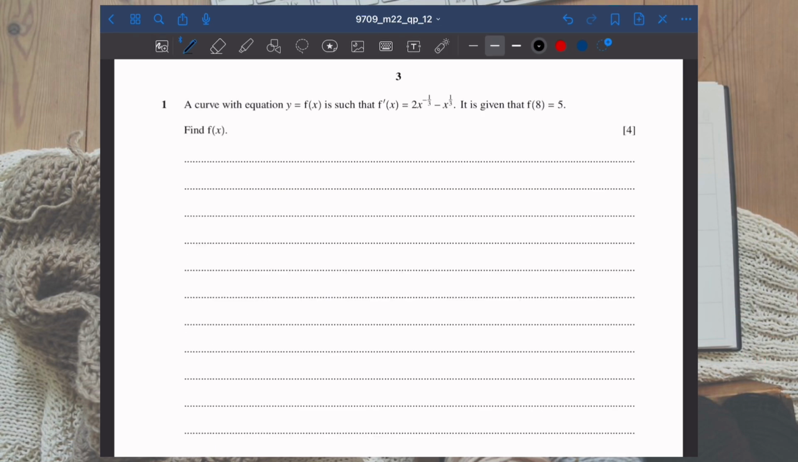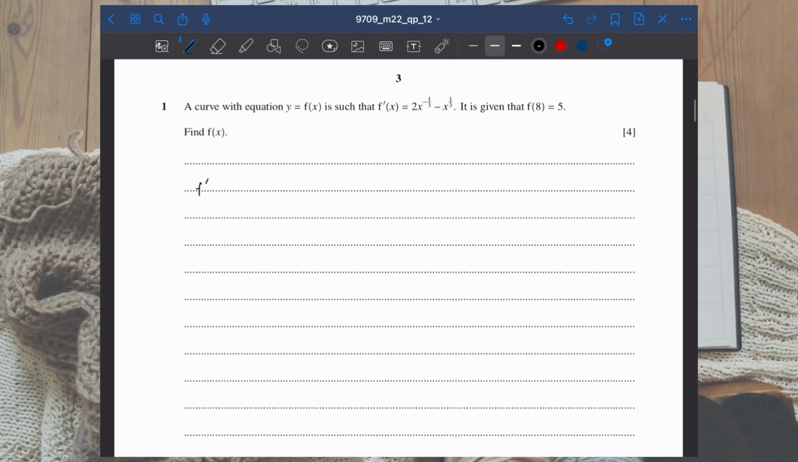Alright, now question 1. A curve with equation y equals f of x is such that f prime of x is 2x power negative 1 over 3 minus x power 1 over 3. It is given that f of 8 is 5. Find f of x. So we are given the gradient of the curve, which is f prime of x is 2x power negative 1 over 3 minus x power 1 over 3.